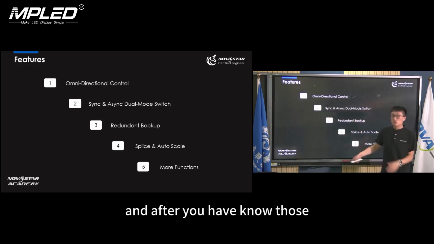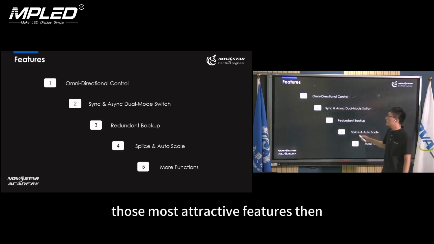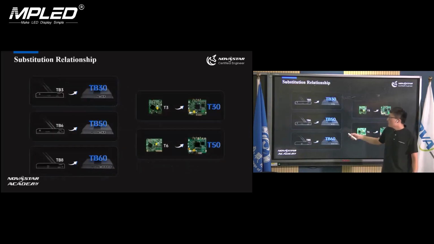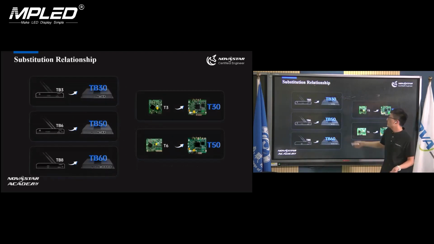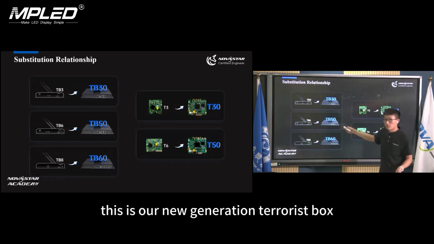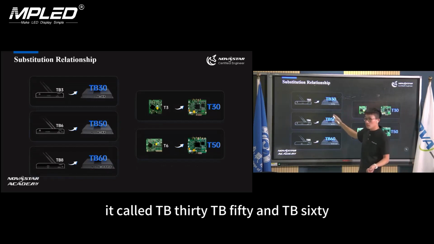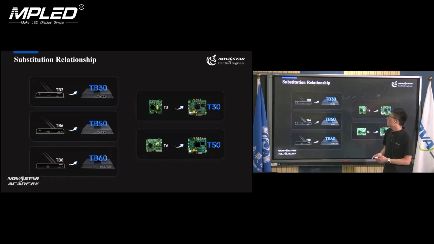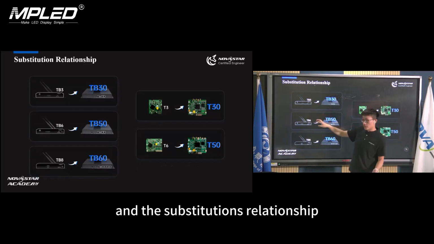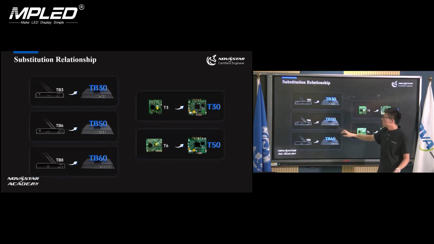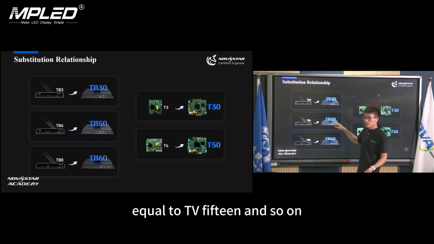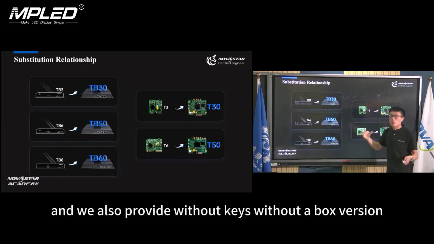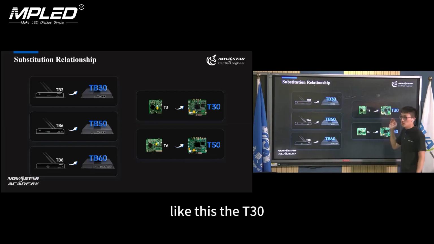And after you know those most attractive features, then let me introduce the TB3, TB6, TB8, which are our new generation Taurus boxes. They are called TB30, TB50, and TB60. And the substitution relationship is shown in this picture. The TB3 equals the TB30, and TB6 equals TB15, and so on. And we also provide a version without a case, without a box, like this, the T30.